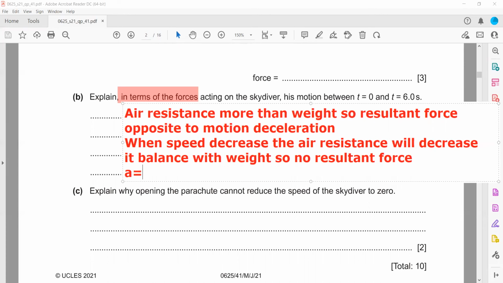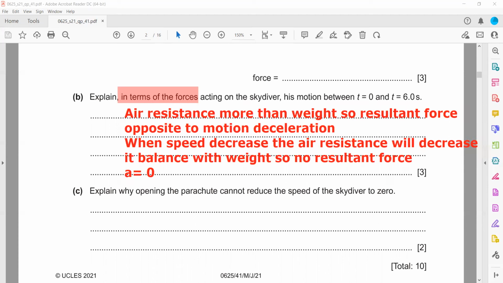Explain why opening a parachute cannot reduce the speed of a skydiver to 0. So when the skydiver opens the parachute, why can the speed not be 0? Because when the forces are balanced and the object was moving, it continues to move. If the object is stationary and the forces are balanced, the object will remain at rest. But because it's a moving object and the forces are balanced, it will continue to move with a constant speed. It will not be 0.